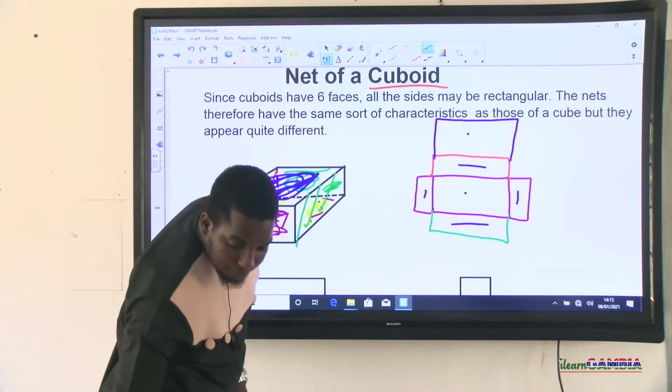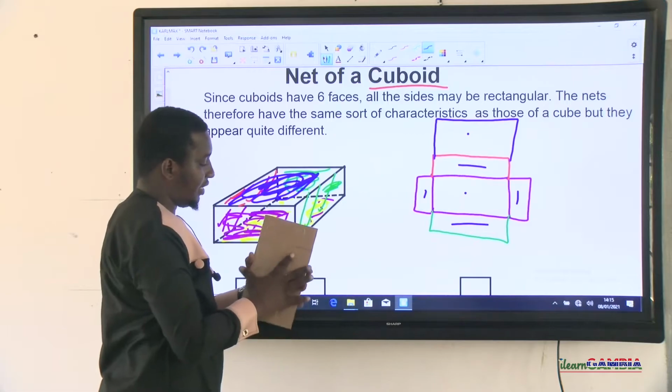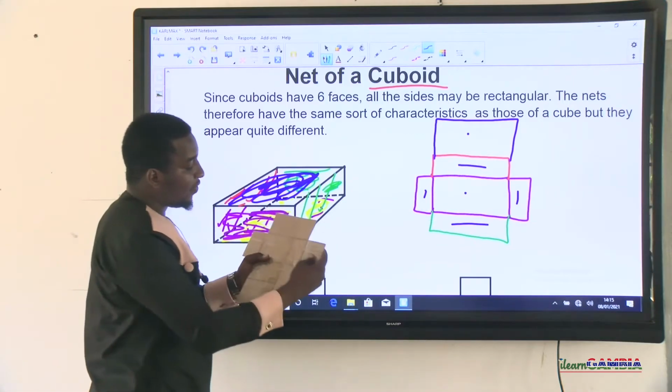So again, we can have an example of the net of a cuboid. How many faces do we need?